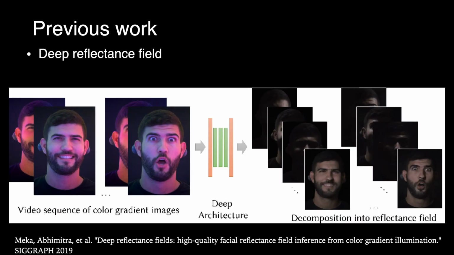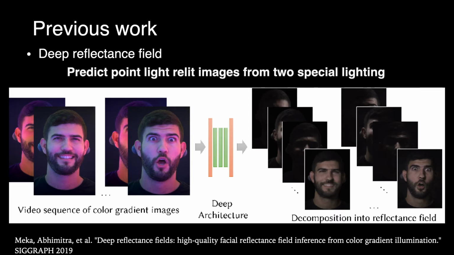Deep reflectance field from last year's SIGGRAPH also focused on a very similar problem. More specifically, they also want to generate portrait images under some specific directional lighting, but with only 2 images as input. As a result, their method can achieve consistent relighting of dynamic videos. In our work, we take advantage of the full OLAT data, which contains 300 images, and aim at more realistic image results.